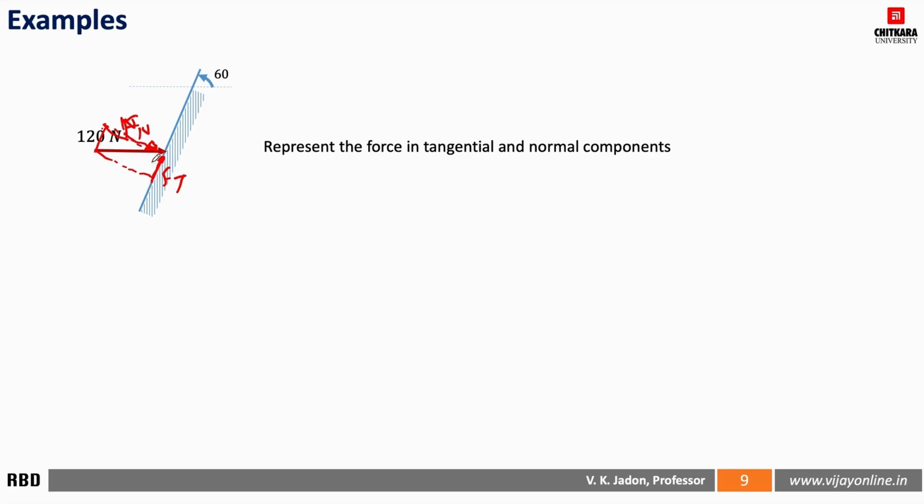As this angle is 60 degrees, this line is parallel to this line, and this line is parallel to this Ft line. So we can have this angle also 30 degrees. So if this angle is 60 degrees, then this Ft will be equal to F cos 60, and Fn is equal to F sin 60.